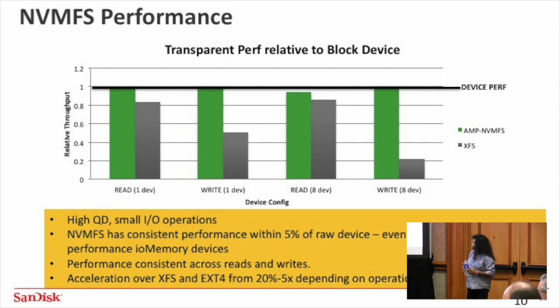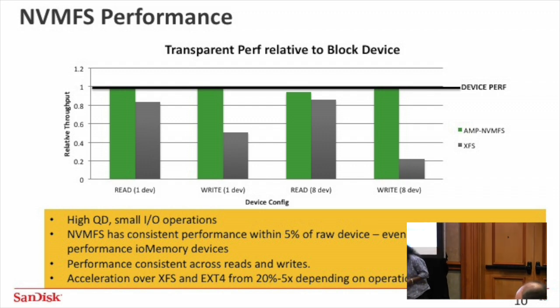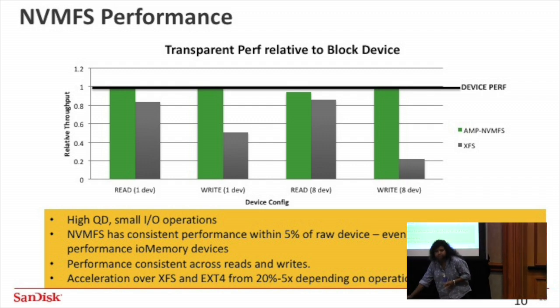Whereas in this case for XFS, which is frequently the fastest of the available file systems out there, it varies. Sometimes it depends on the read and the write. Sometimes it depends on how many devices there are. But the performance doesn't match the raw device. Matching the raw device is what we want. So you can imagine that the faster the flash gets, the bigger this gap grows. And the acceleration varies. Sometimes it's 20% faster if you're doing something simple. Sometimes it's as much as 5x faster.